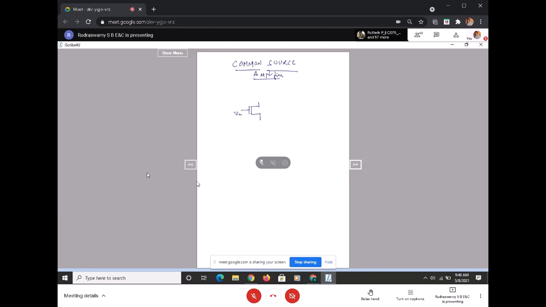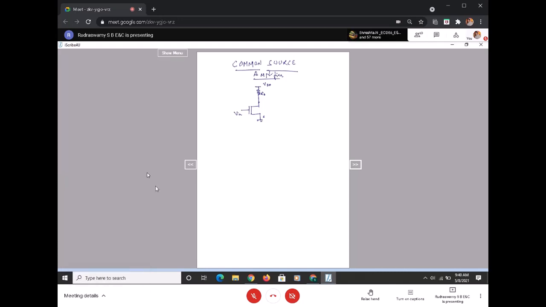CMOS, which is sitting at the bottom. Okay, and then we have a kind of a static load resistance. This is the source, this is the gate, and this is the drain of this amplifier.